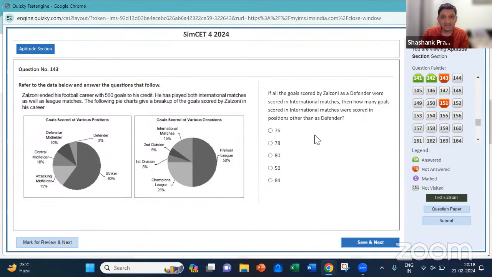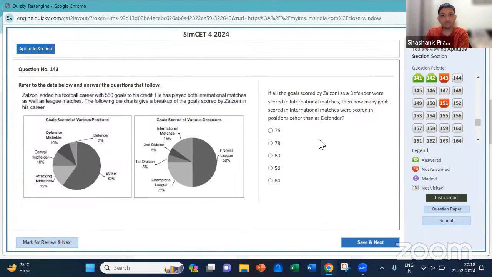Let's do this. Zalzoni as a defender, 5%. Were scored in international matches. Everything was scored in international matches. How many international matches goals were scored in positions other than as a defender? Okay. So defender 5%. It wasn't said now. How much was 5%? It was 14, right? In international he had scored 56 plus 20, 84. Out of 84, 14 were defender. So 70 were others.